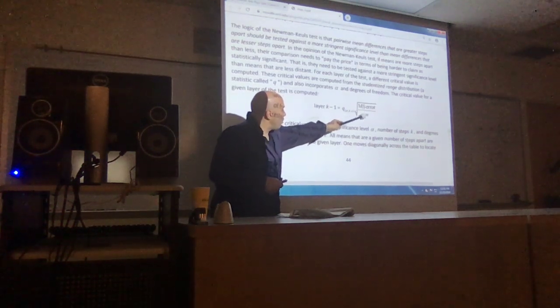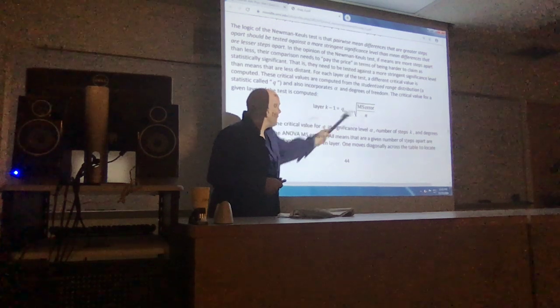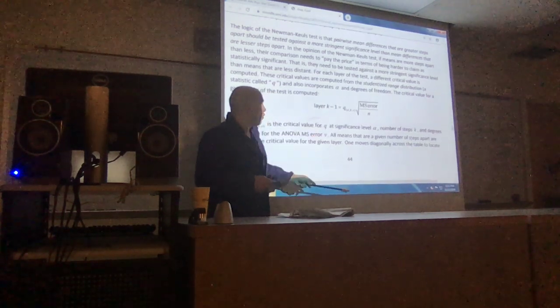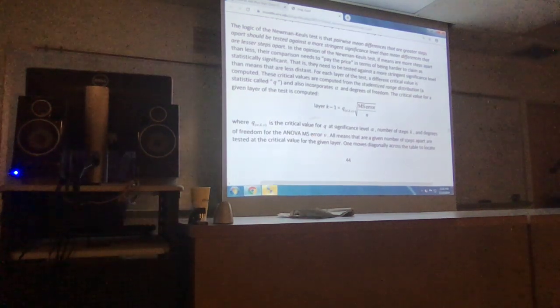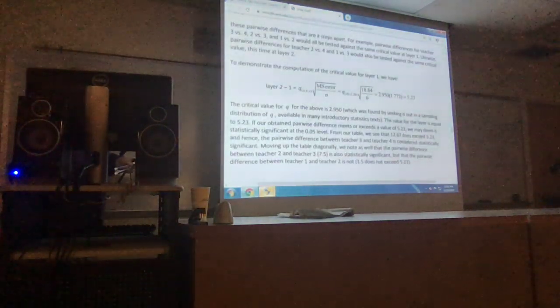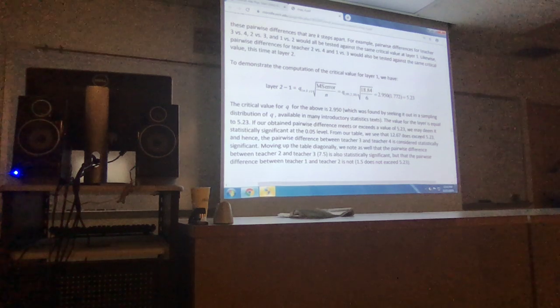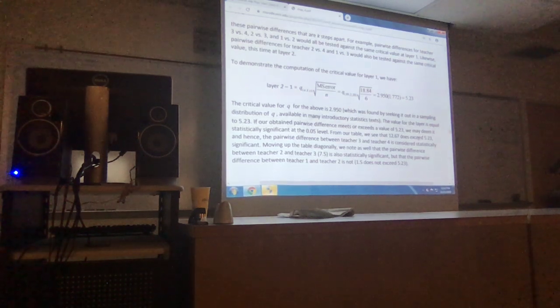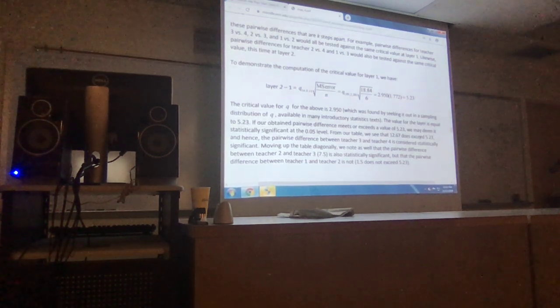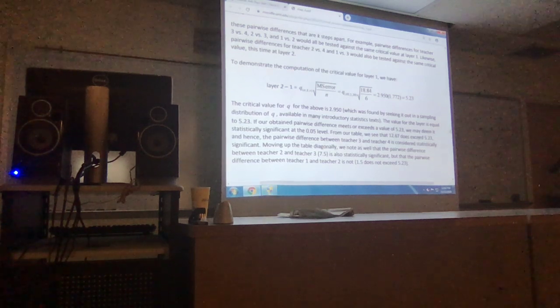MS error is coming from your ANOVA divided by the N per group, and that's going to be your layer K minus 1. So if we look at the example here, demonstrate the computation of the critical value for layer 1. We said there's layer 1 up there. Well, there it is. We're going to compute that. It's equal to 5.23. So this is our critical value, right?